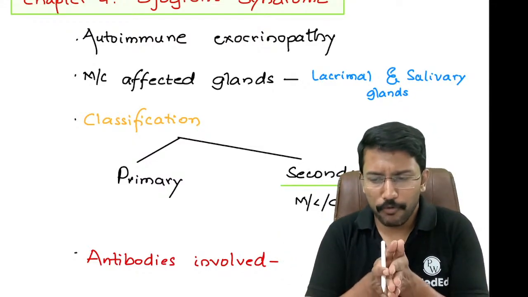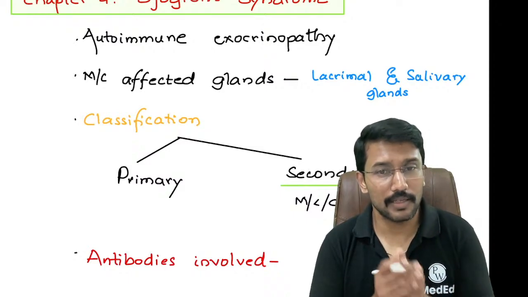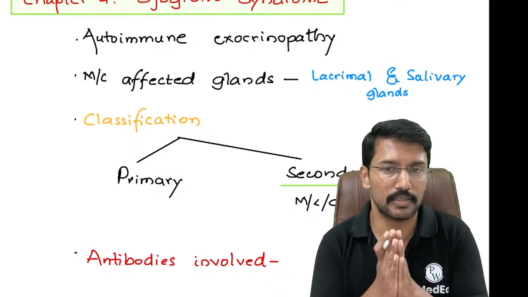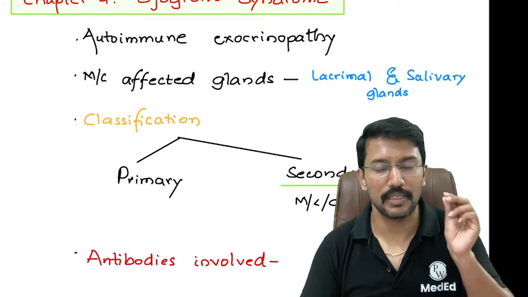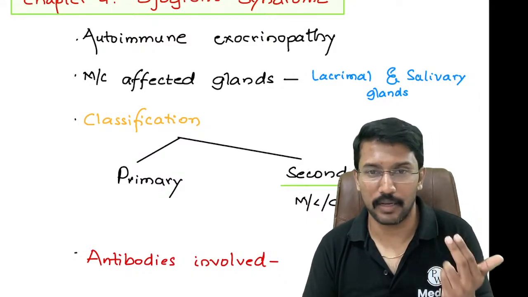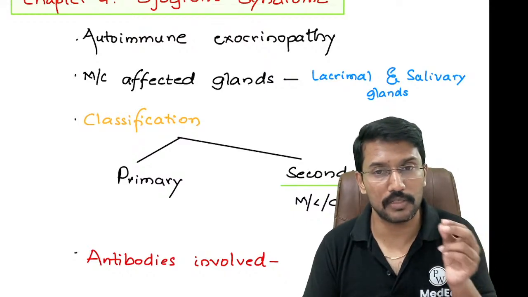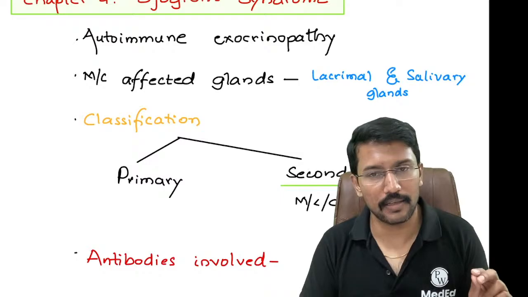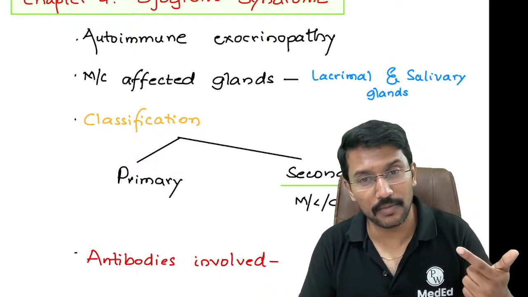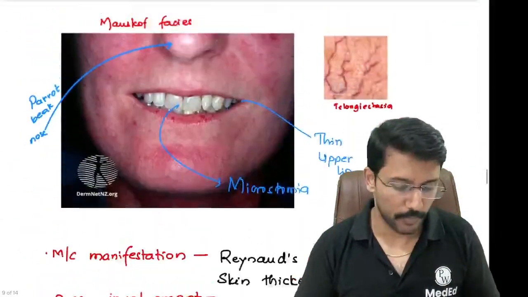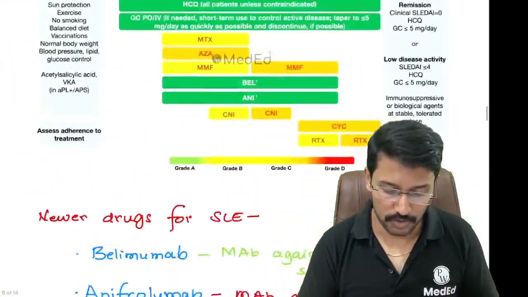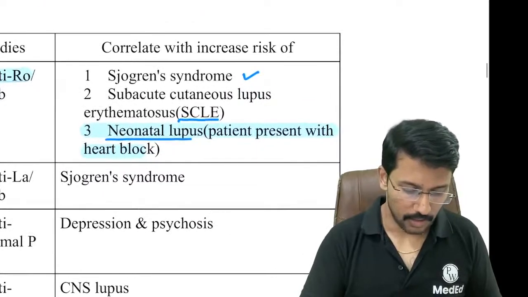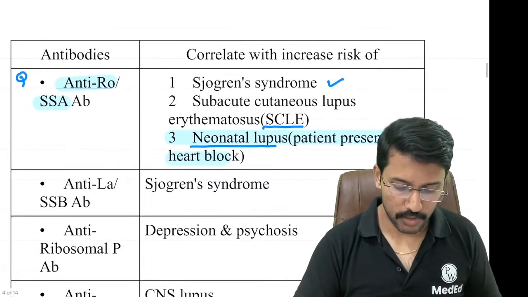Okay, but before we reach here, we have already talked about Sjögren syndrome when we were talking about SLE. When we were talking about SLE, we came across these two antibodies called anti-Sjögren syndrome A antibody or anti-Ro antibody, and anti-Sjögren syndrome B antibody or anti-La antibody. And there we studied that the presence of these antibodies in a patient with SLE is associated with increased risk of developing Sjögren syndrome. Apart from that, it is also associated with increased risk of neonatal lupus, right?